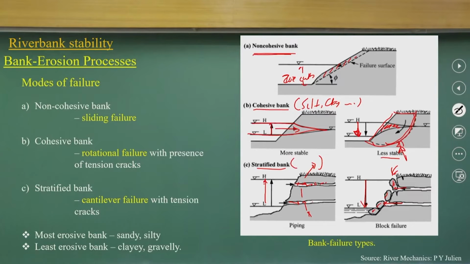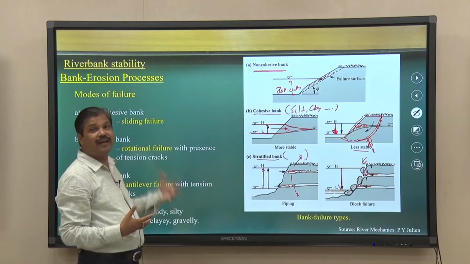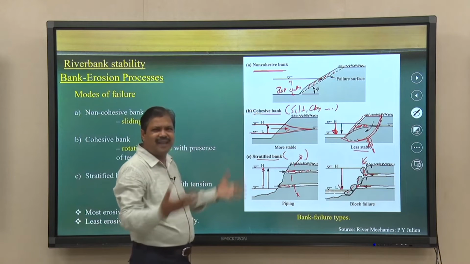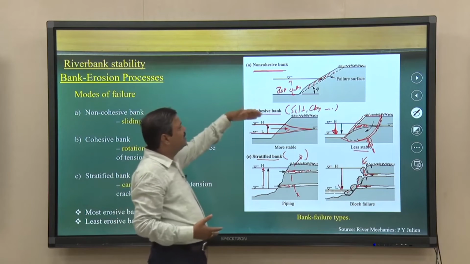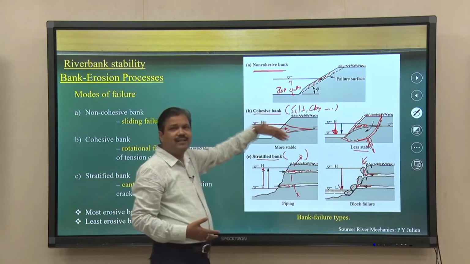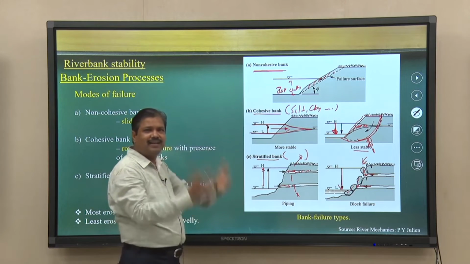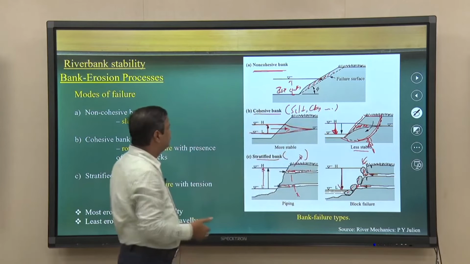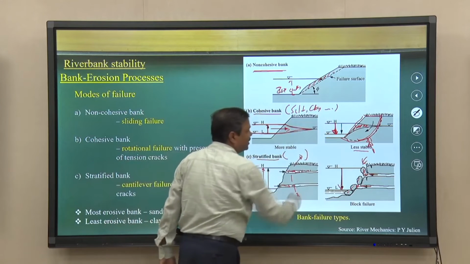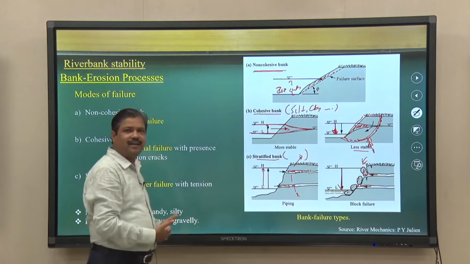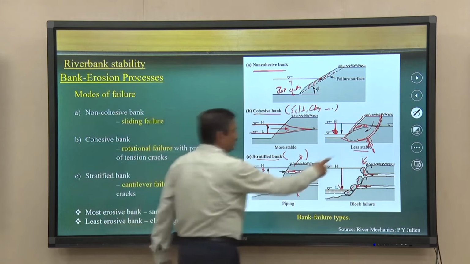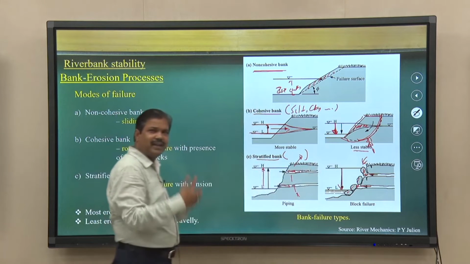So, try to understand it. There are three bank characteristics that control the bank erosion process, like non-cohesive banks, which generally does not happen except in some cases where undercutting happens. For non-cohesive material like sand, there will be a failure surface, and slicing failures will happen. If you have cohesive banks, you will have rotational slip failures.